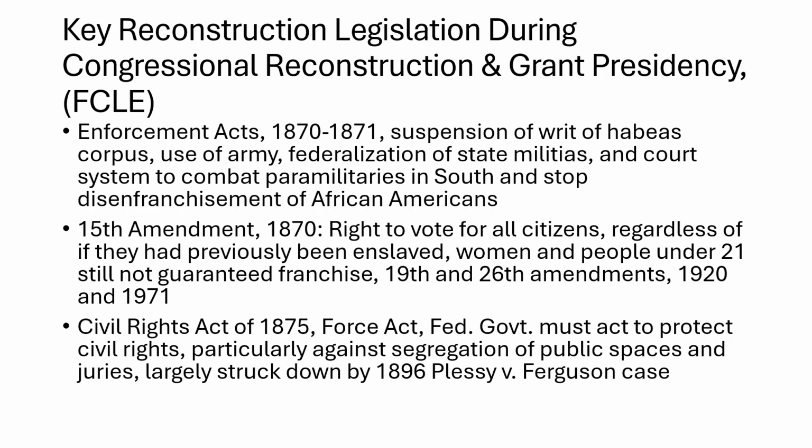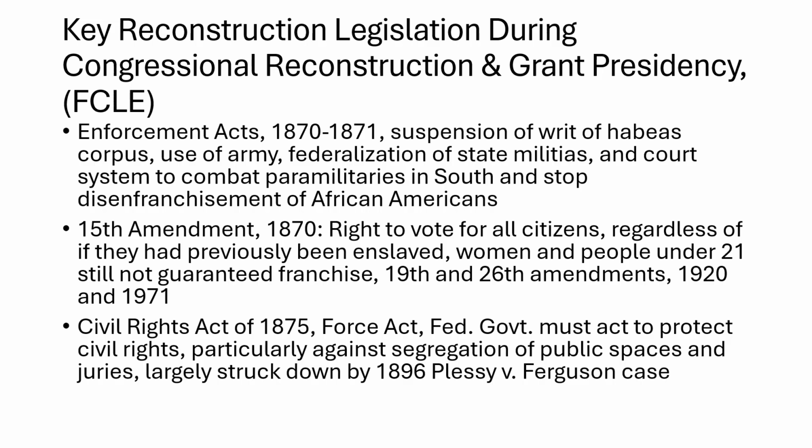The 15th Amendment is passed in 1870. This gives the right to vote for all citizens, regardless of whether they had previously been enslaved. So the fact that you were a slave previously could not keep you from being allowed to vote, is what the 15th Amendment says. And the 15th Amendment does not specifically mention women or people under the age of 21. The 19th Amendment is going to give women the right to vote, and the 26th Amendment is going to give people under the age of 21 the right to vote. Those amendments were passed in 1920 and 1971, respectively.